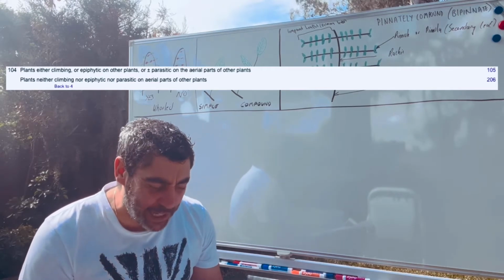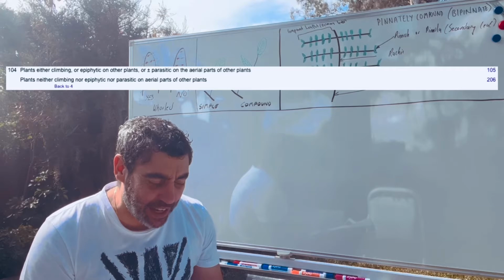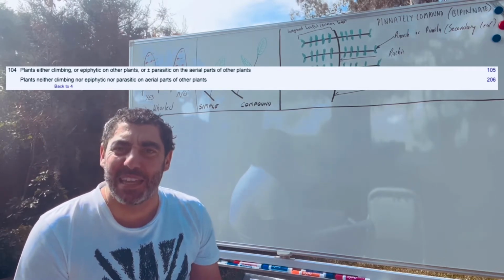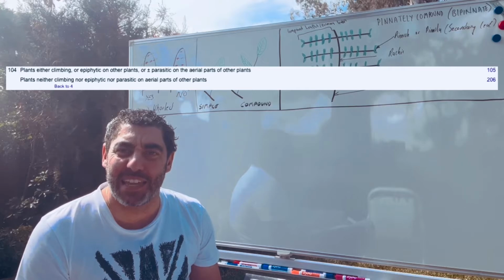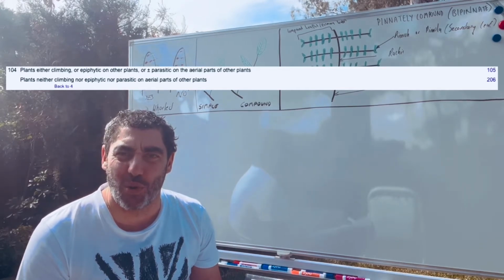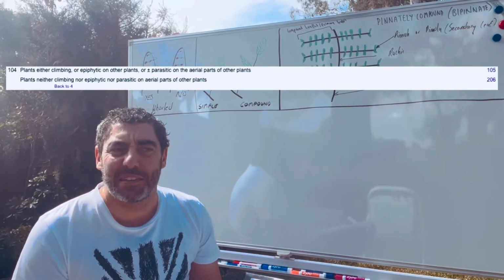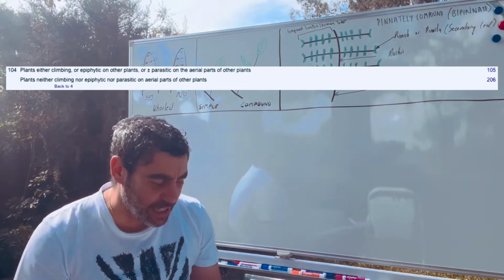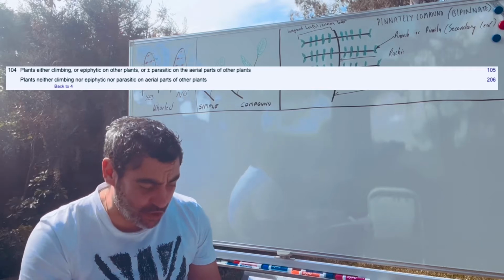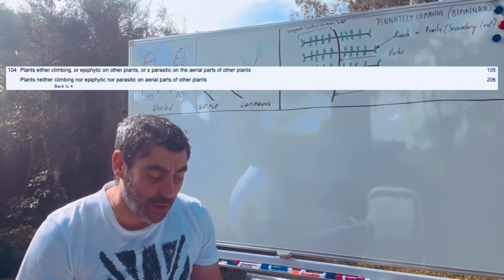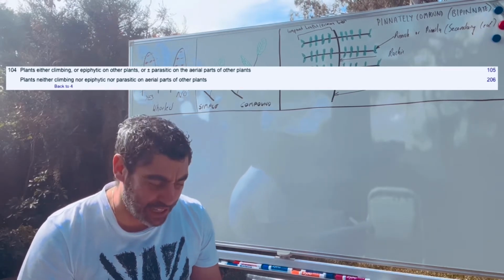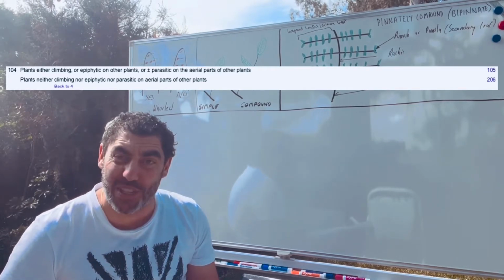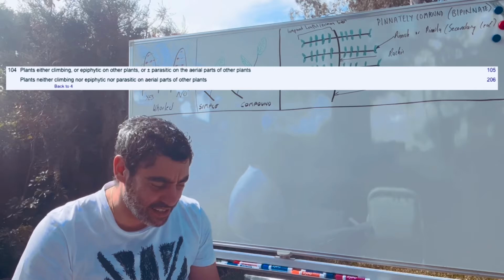Plants are either climbing or epiphytic on other plants. So epiphytic, they're living on the plant and using the plant to take advantage of nutrients and water. So that wasn't happening there. The plant's clearly living on its own, getting its own water. So the second choice: plant is neither climbing, nor epiphytic, nor parasitic on aerial parts of other plants. So we now go to 206, so we've gone again, double the distance.